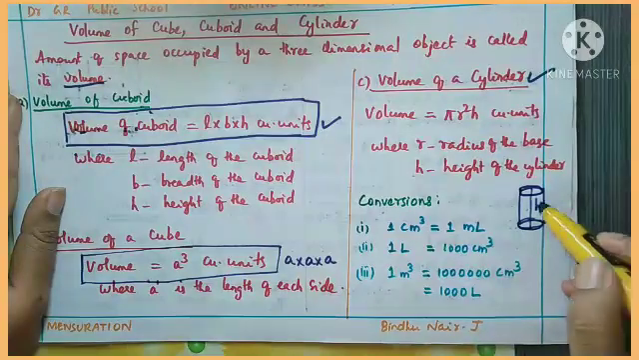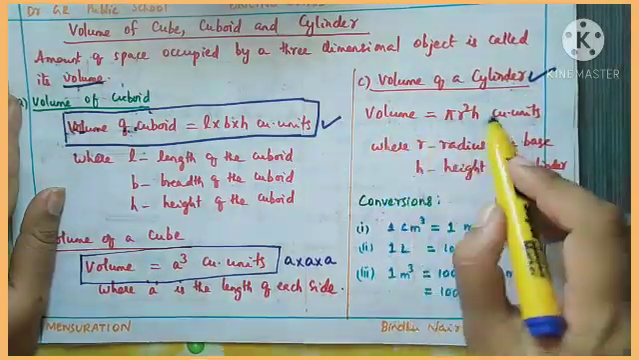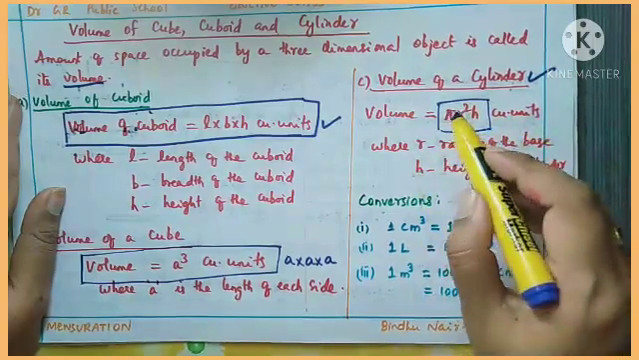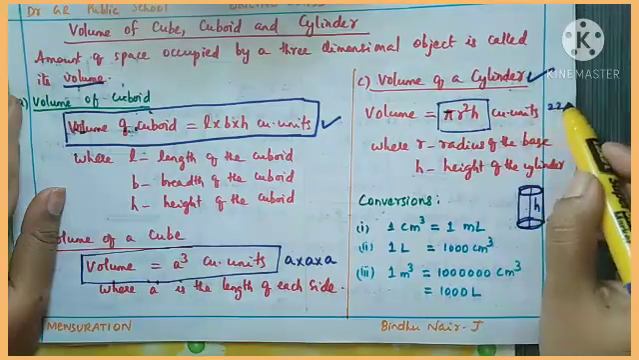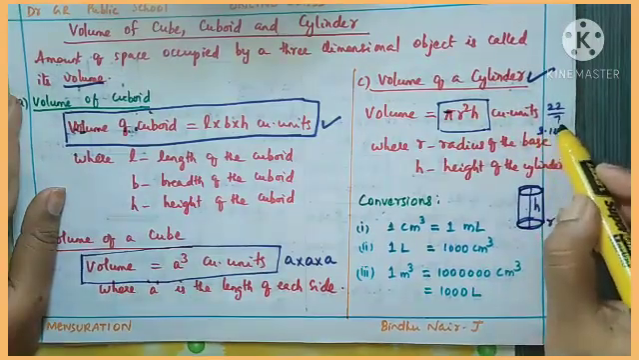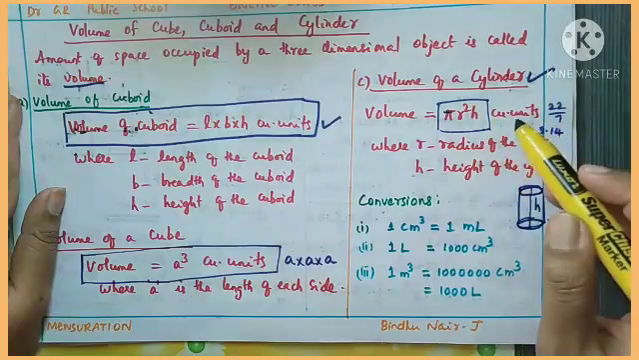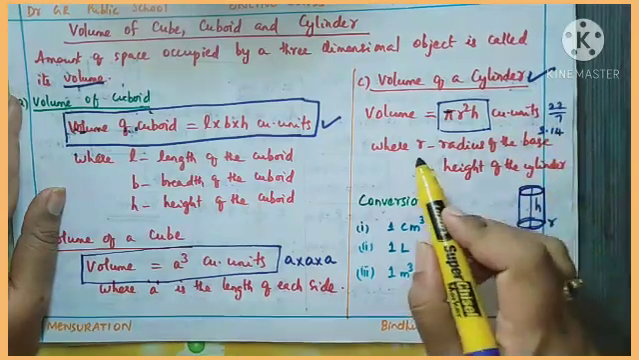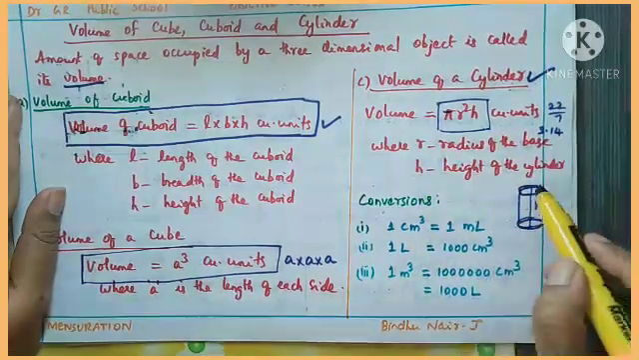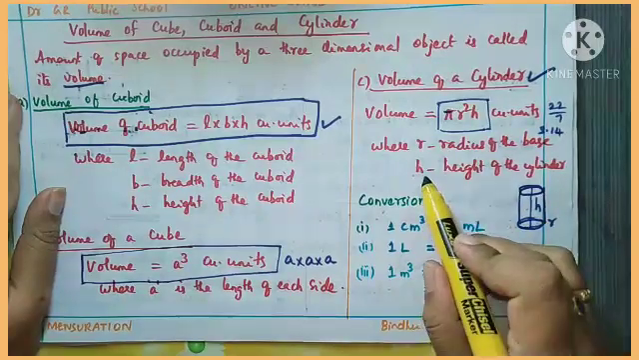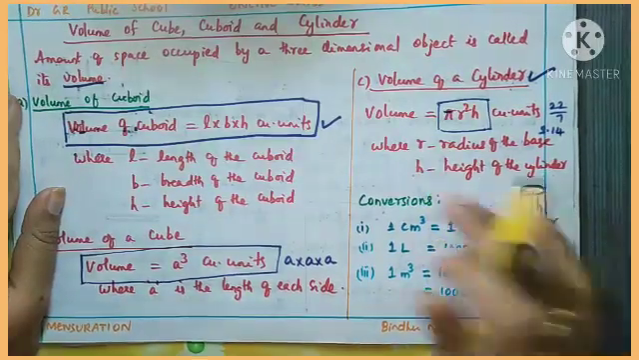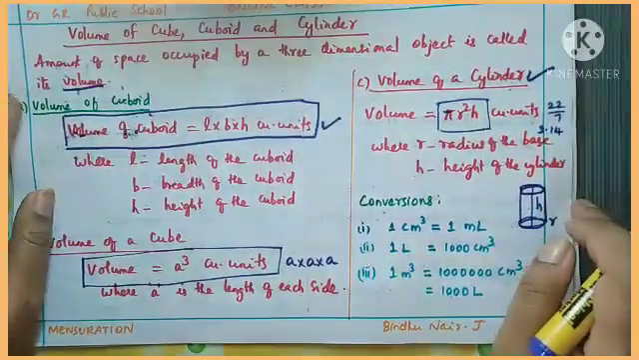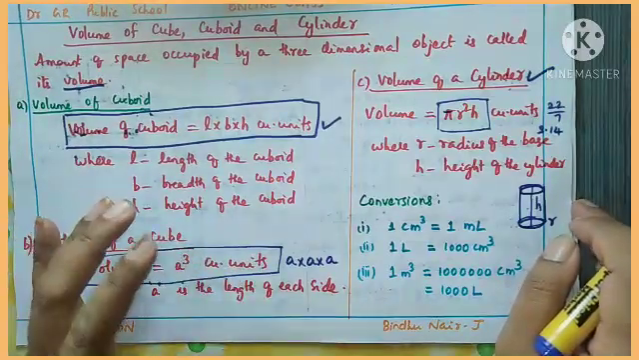So using this H and R, we are having volume of cylinder is equal to pi r square H cubic units. Okay, you know pi value is 22/7, or we can write 3.14, according to the problem. And volume of the cylinder is pi r square H cubic units, where R is the radius of the base. Base means the circle shape. Okay, and H means height of the cylinder. So these are the 3 important formulae you are studying in this section, and we are going to do some examples. You will understand and get a clear idea.